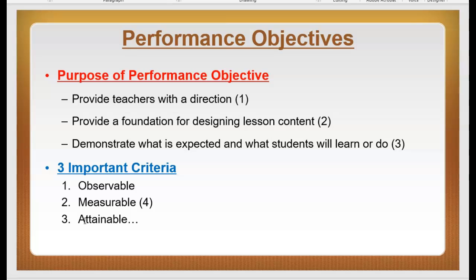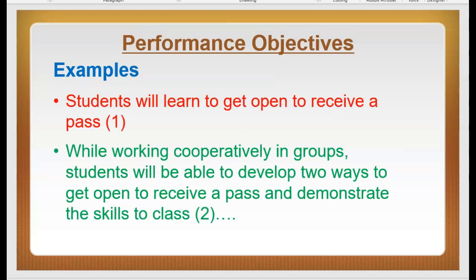So we must consider the skill level of our students, and we need to find a way to make it challenging enough to keep students engaged and challenged and working towards a goal, but don't make it too hard that students can't be successful. So you have to know your students a little bit when you're writing your criteria for your performance objective. All right, so let's learn a little bit more about performance objectives.